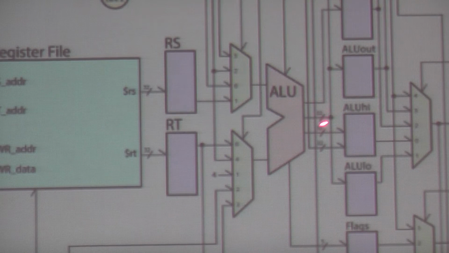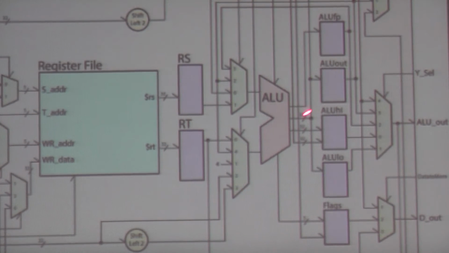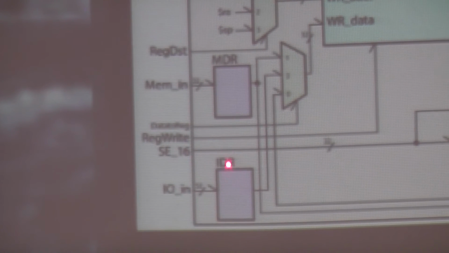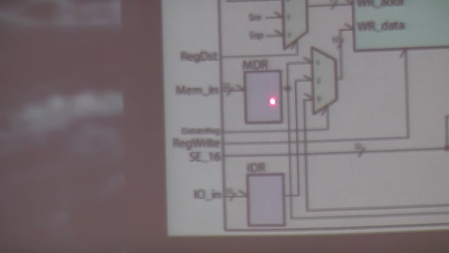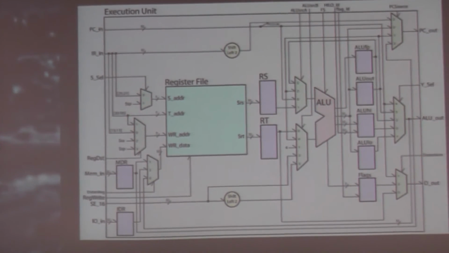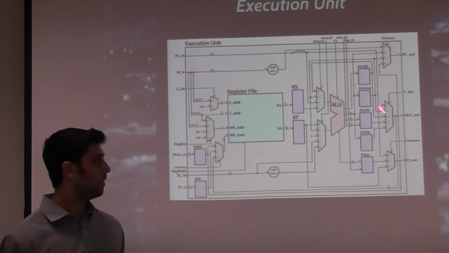So they're going to go through the ALU and then be loaded into one of these registers. We have a register ALU out just for our basic operations. We have an ALU high and low for our multiply and divide operations, and an ALU floating point for our floating point operations. We also have our flags register down here, and these are worth noting. We have our MDR and IDR, which are where any data coming in from memory or I/O is going to be clocked into these registers right here, and then from there it can be written to the register file. You see a couple output signals here, like PC out, ALU out, and data out. Those are going to be interfaced with the other units that we're talking about.